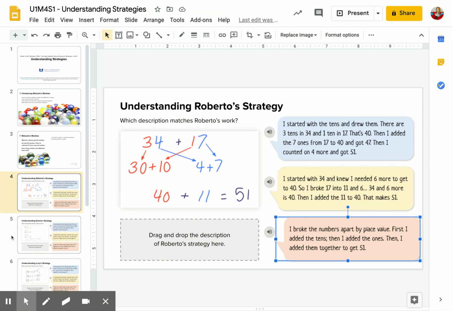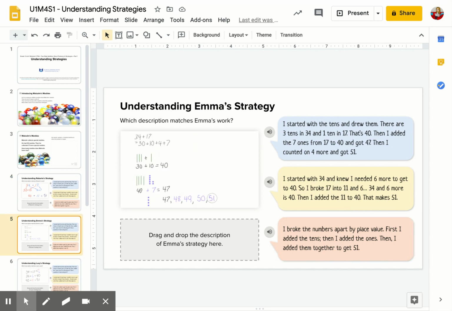So there's Roberto's strategy, looks like that. Emma's strategy looks like this. So this time you're going to look and see which one of these matches this strategy. So you really have to think about, what are these saying? The first one, for example, says, I started with the tens and drew them. There are 3 tens in 34 and 1 ten in 17. That's 40. So see if you can figure out, is this what this student did? Or is this what this student did? And then you're going to drag whichever one you think goes there into this spot.